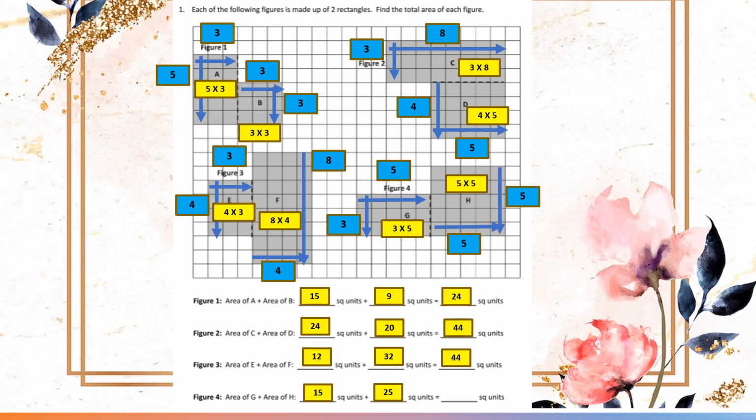Now we have to combine the total area for rectangle G with the total area for rectangle H so that we can get the total area for figure 4. So we have to add 15 plus 25. What's 15 plus 25? If you said 40, you are absolutely correct.